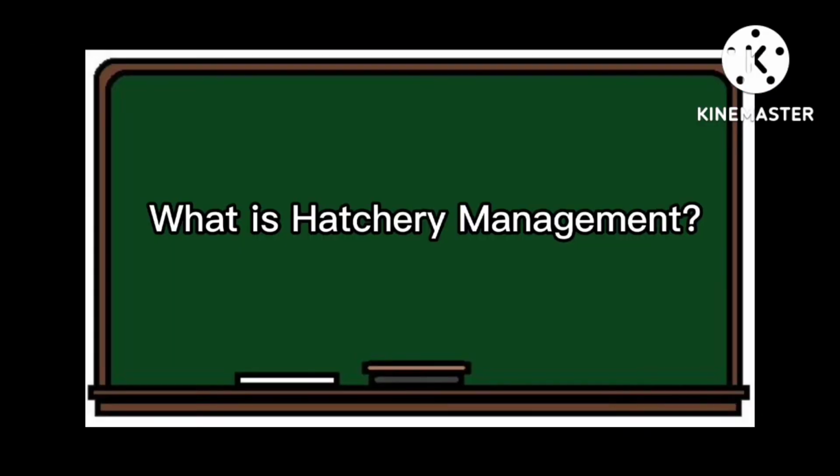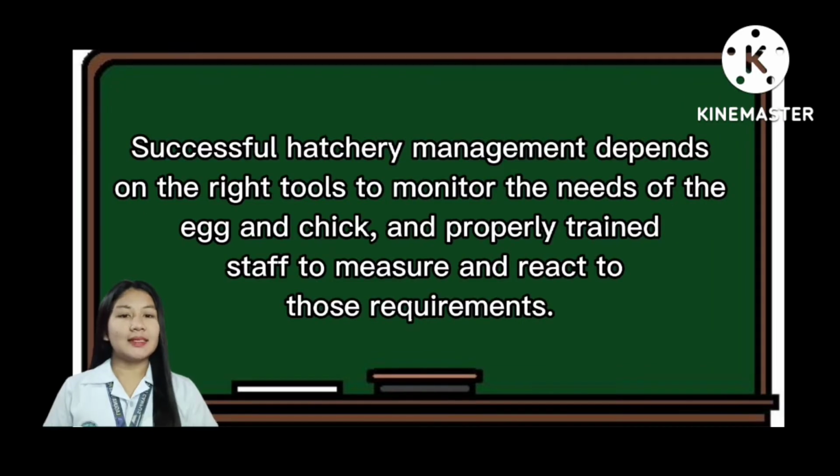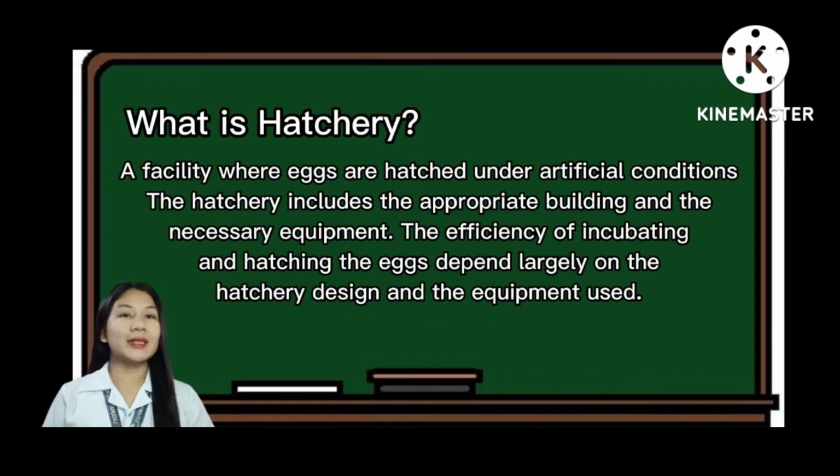What is hatchery management? Successful hatchery management depends on the right tools to monitor the needs of the egg and the chick, and properly trained staff to measure and react to those requirements. What is a hatchery? A hatchery is a facility where eggs are hatched under artificial conditions. The hatchery includes the appropriate building and the necessary equipment. The efficiency of incubating and hatching the eggs depends largely on the hatchery design and the equipment used.